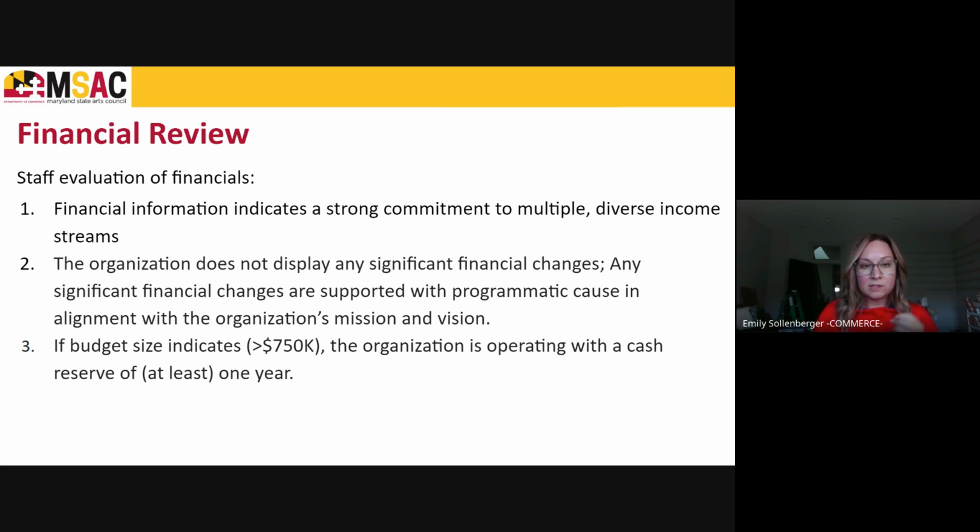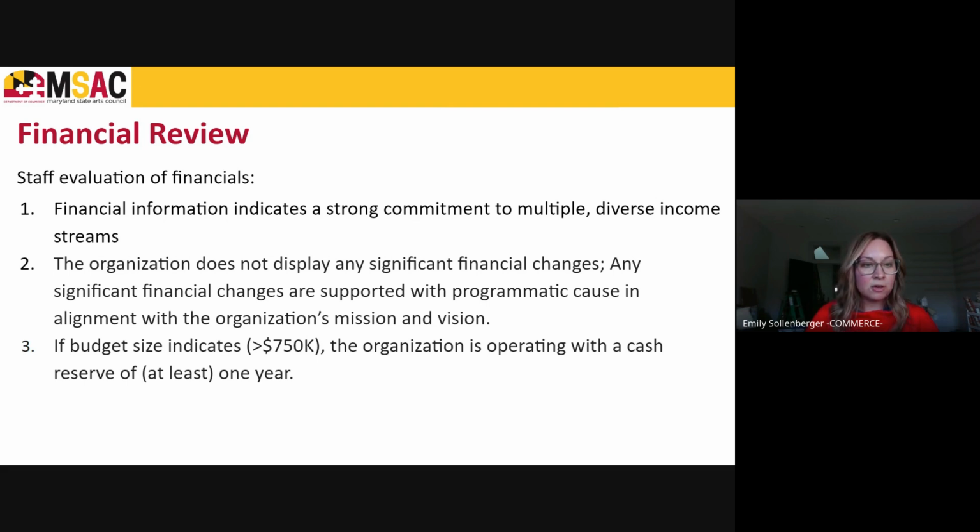And part of the scoring has three pieces here that are on the screen. So we're looking at whether the financial information indicates strong commitments to multiple and diverse income streams. We're also looking for any significant financial changes in your organization's financials, and anything that would support any programmatic changes that might happen, something that might have changed with your mission or vision. And by financial change, that would be anything that would be looking at a financial surplus for the year or a deficit. So we're just keeping an eye on that.